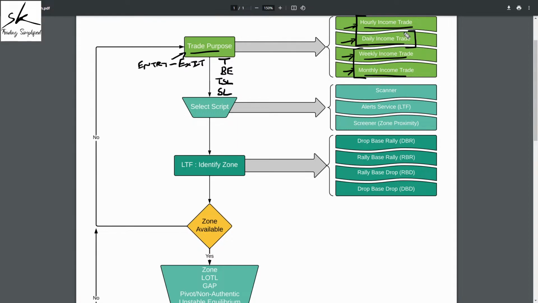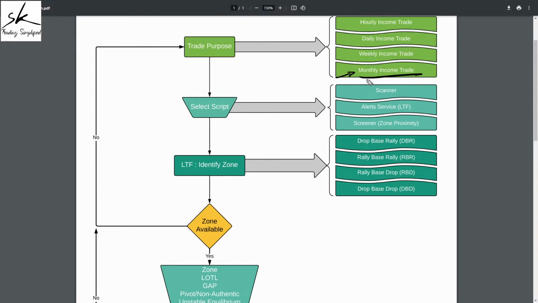But as you start having more and more experience, if you want to include daily incomes into overnight trades, that can also be done with time and experience. It's just that initially, as a risk management rule, we would like to avoid that. So your step number one is, we need to define our trade purpose. And let's assume I opted that I want to plan monthly income trades.